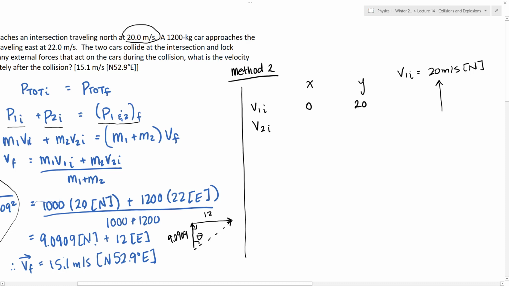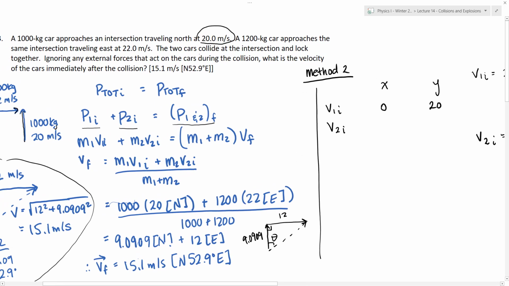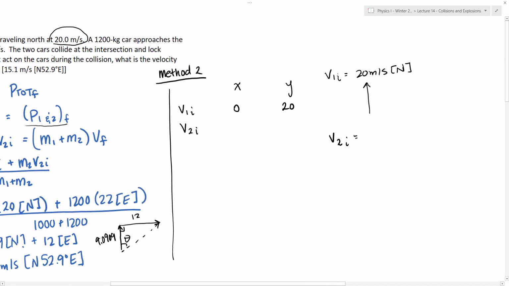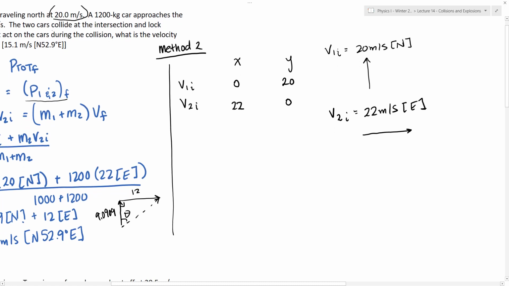If I do the same thing with the velocity of car 2, the 1,200 kilogram car, initially, before the collision, it's traveling east at 22 meters per second. So I would write 22 meters per second east. If I were to draw that as a vector, it would look like this. The x component of that is 22, and the y component is 0. Now we know the x and y components of both of the initial velocities. Now I'm going to start with one of the directions. I'll start with the x direction.